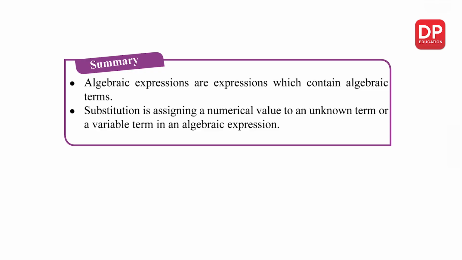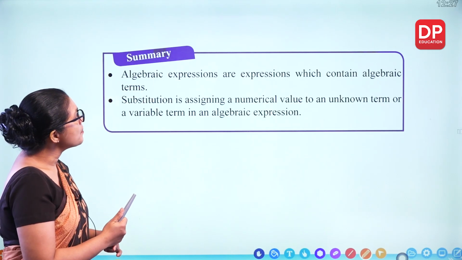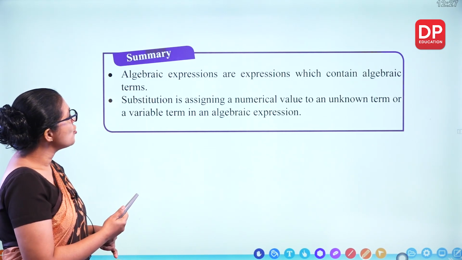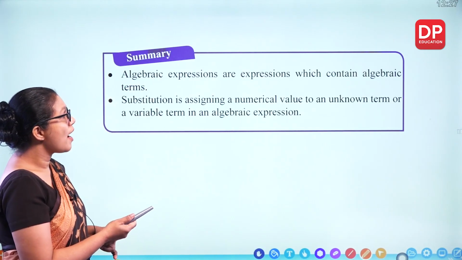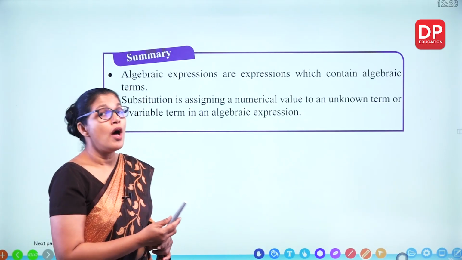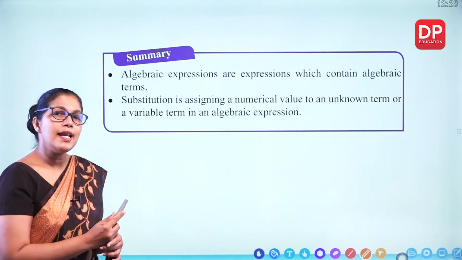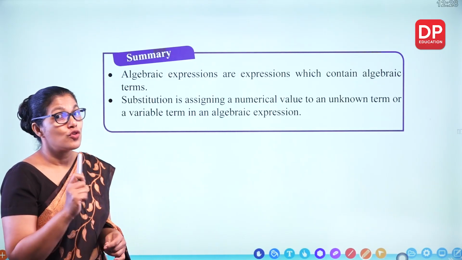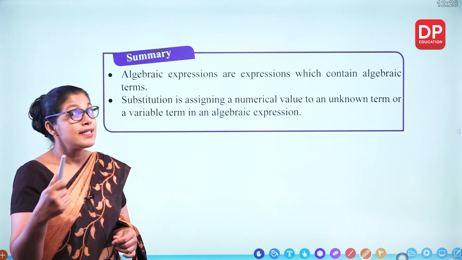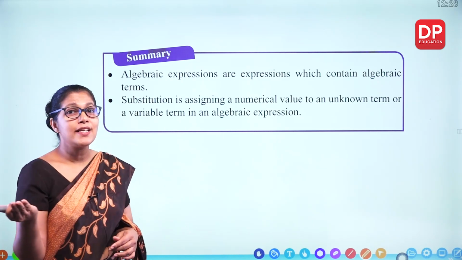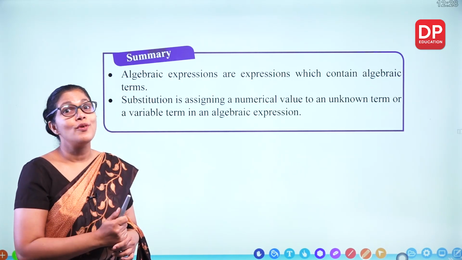So we completed all theory related to algebraic expressions. So we did algebraic expressions are expressions which contain algebraic terms. Substitution is assigning numerical value to an unknown term or a variable term in an algebraic expression. So you know how to substitute values in algebraic expression. So this is a really important lesson in algebra. So we are doing this in grade 8, 9, 10, 11. And if you are selecting mathematics for your A level, you have to do algebra a lot.